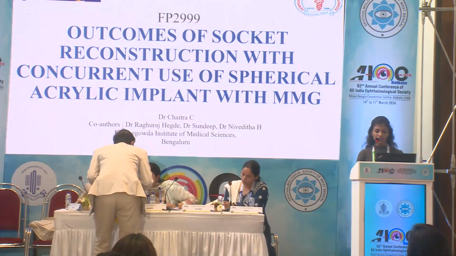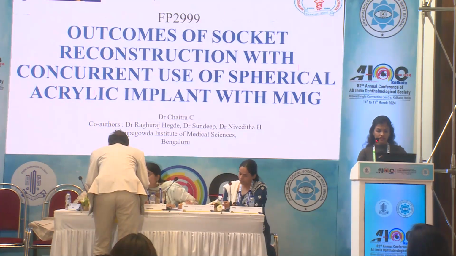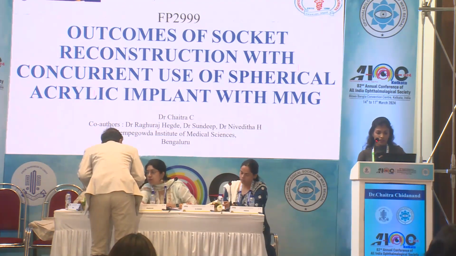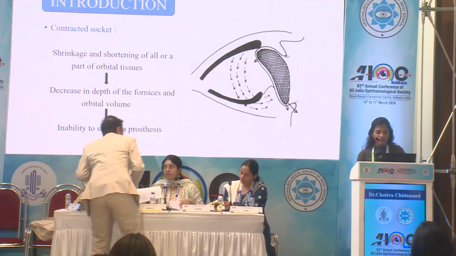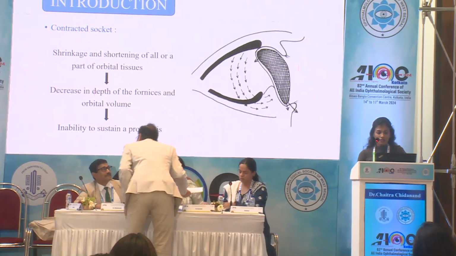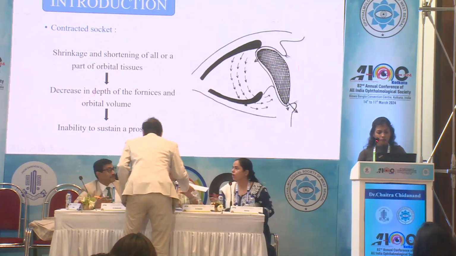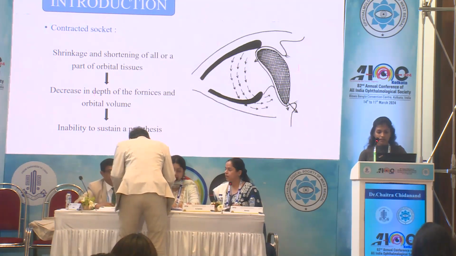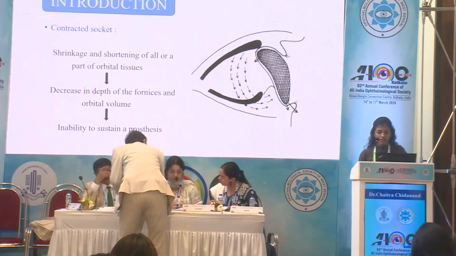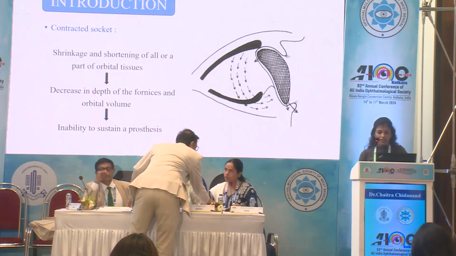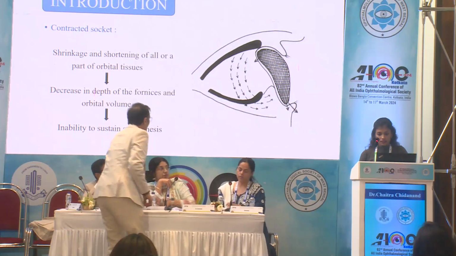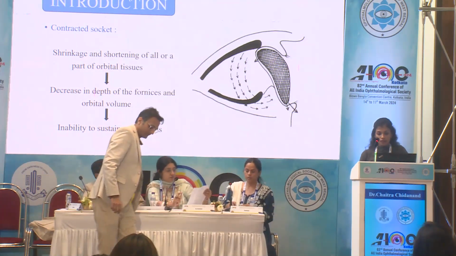Good afternoon, everybody. I present to you the outcomes of socket reconstruction with concurrent use of spherical acrylic implants with mucous membrane grafting. A contracted socket, as we all know, is the shrinkage and shortening of all or a part of orbital tissues, resulting in decrease in depth of the fornices and the orbital volume, and an inability to sustain a prosthesis.